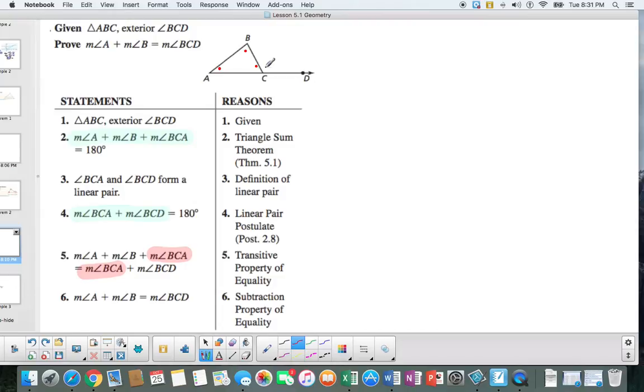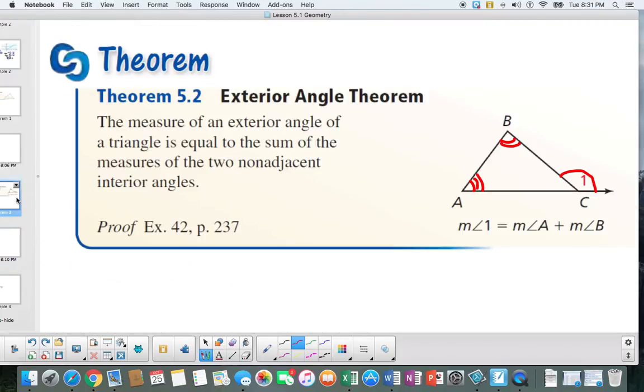So I'm going to put a little double here. So I know this angle and this angle add up to 180. So we have two 180s. And I'm going to use the transitive property and make this equal to this. Okay, and I notice that they have the same angle on the left-hand side and the right-hand side of the equal sign, so I'm going to subtract them, and then I'm going to get these two angles right here equal to the exterior angle. Okay, let's look at the theorem one more time and see if this makes sense.